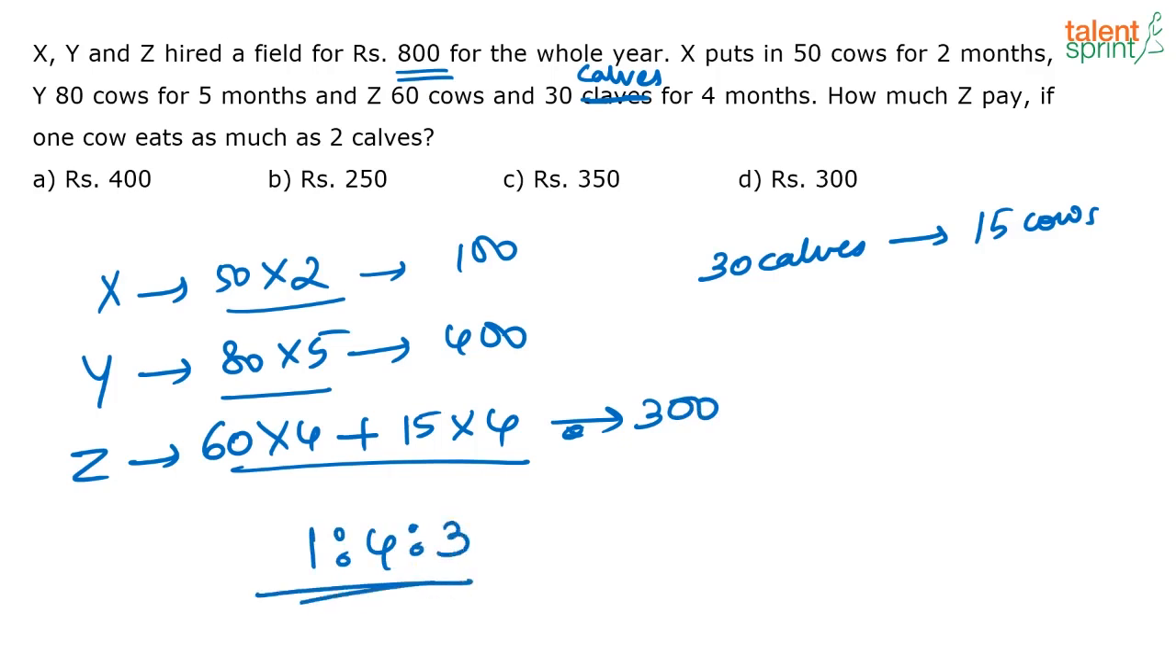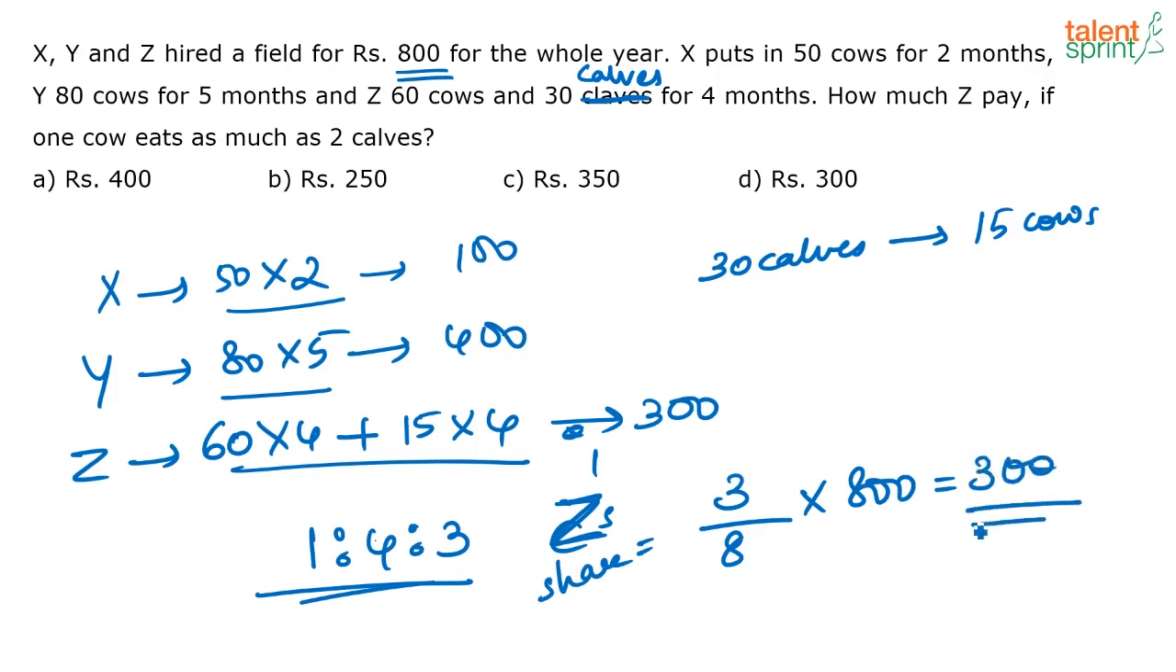So, the payment of rupees 800 also they have to split between them in the ratio 1:4:3. So, how much should Z pay? Totally how many parts are there? 4 plus 1, 5, 5 plus 3, 8. So, 3 out of 8 of the total amount Z has to pay. Z's share is equal to 3 out of 8 of 800. That is equal to 300. So, the correct answer for this question will be option D, that is 300.